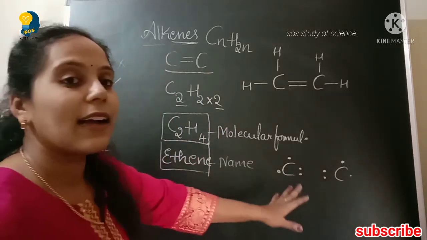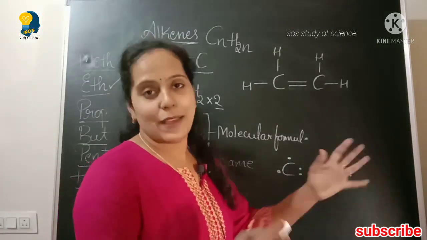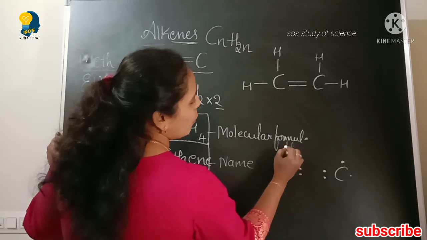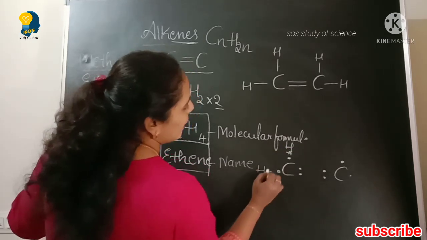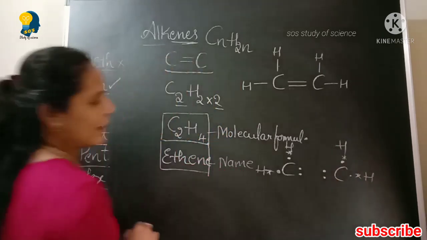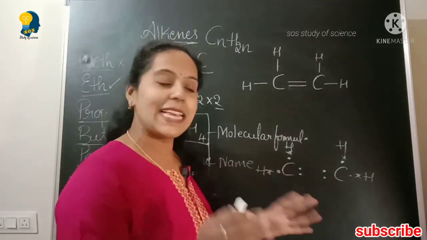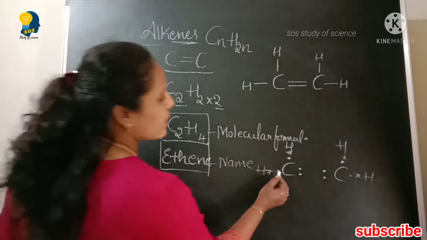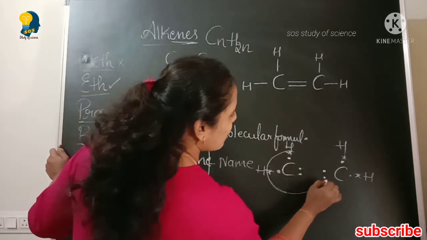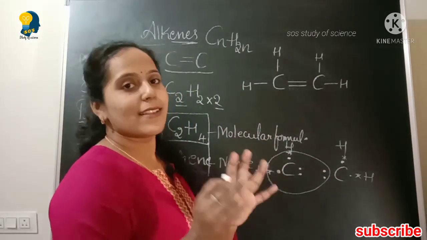Now both the carbons I have completed by their valence electrons. It's time to write the hydrogen. Hydrogen has 1 valence electron. So this is how we write the electron dot structure for ethene. Now you can check this carbon: 1, 2, 3, 4, 5, 6, 7, 8. So this carbon has 8 valence electrons. Now this carbon has a feeling that it is satisfied.